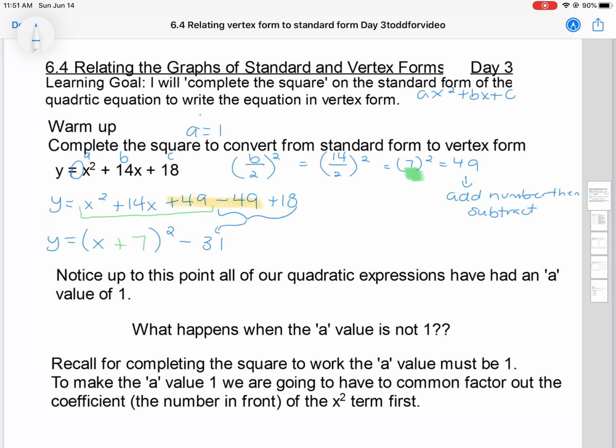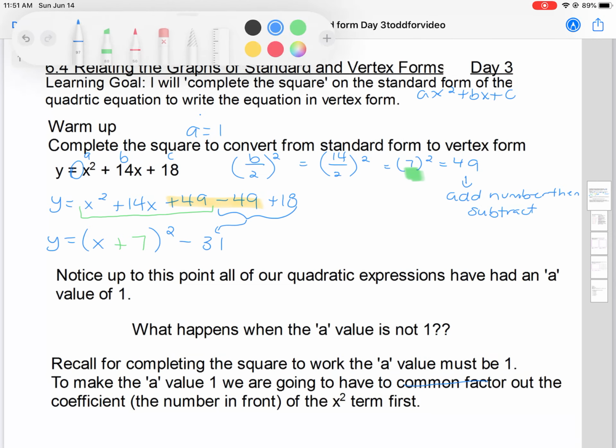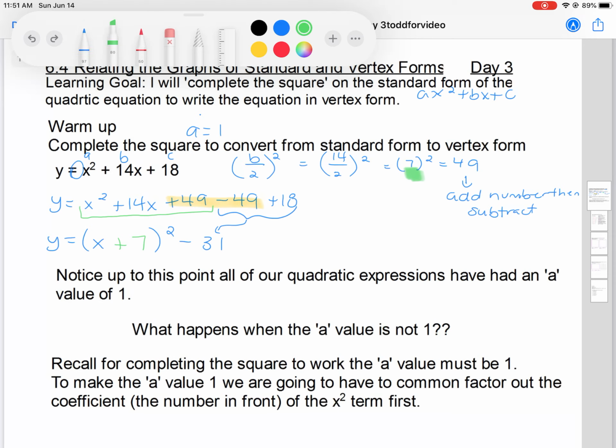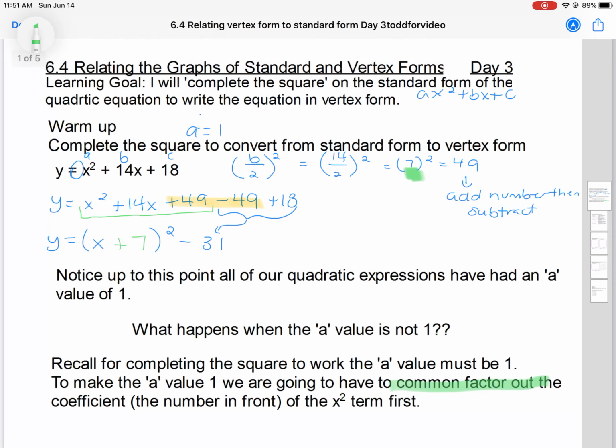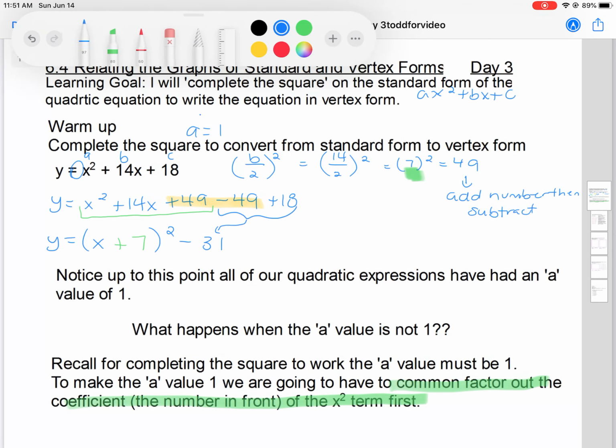Okay? So up to this point, all of the quadratic expressions we've done have had an a value of 1. So what happens when the a value is not 1? Okay, so we are going to have to do an extra factoring step first. We want it to be a equals 1, so you're just going to factor out the coefficient. So if it's a negative 1, if it's a 2, if it's a 900, you're just going to take whatever that number is, and that is going to be your common factor.